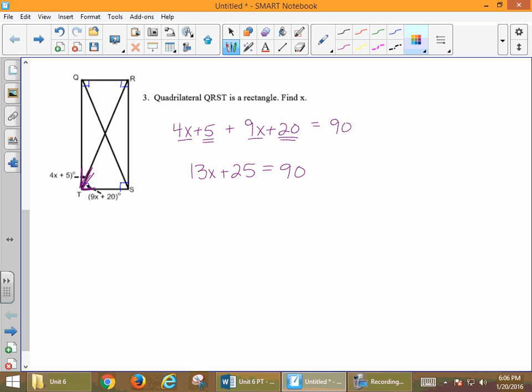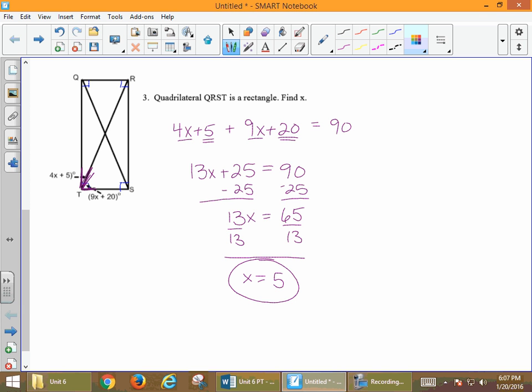Still set equal to 90. Subtract 25 on both sides. It means 13x is equal to 65. And then divide both sides by 13. And you may need a calculator here, but x is equal to 5.